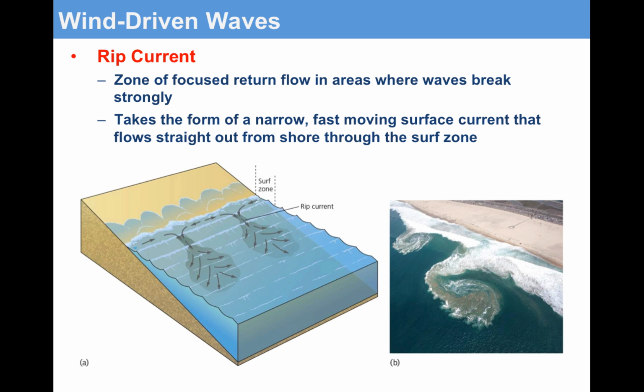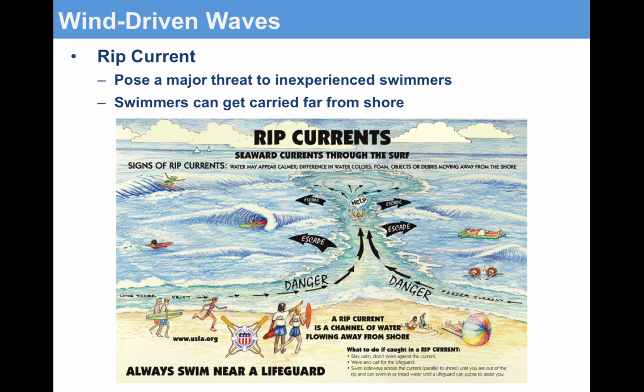If you ever want to escape a rip current, you should never try to fight it. You should just swim parallel to the shoreline. You can see if you swim parallel, that's going to be the fastest and easiest way out of it. You never want to try to swim directly towards the shoreline because you're going to be fighting that rip current, and these can be deadly. They kill people every year. These pose a major threat to inexperienced swimmers and even experienced swimmers. So you never want to go straight towards the shoreline or straight away from the shoreline. You want to go parallel to it.